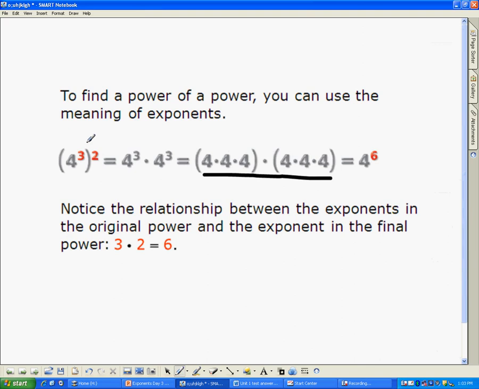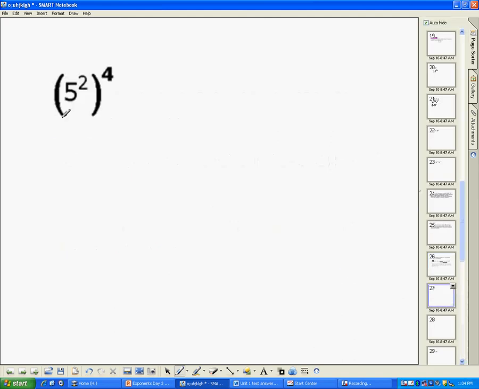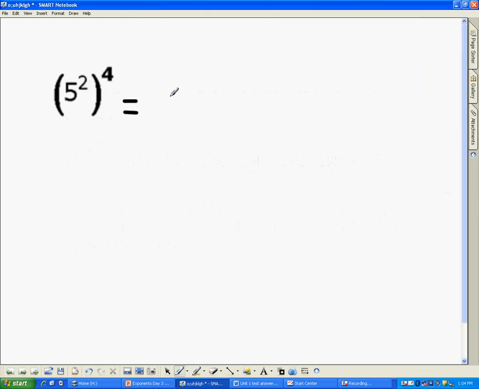Well, there is a rule that says that you can look at the exponents, and so instead of having to write it out in this expanded form every time, you can multiply the exponents together and say that this is the same thing as 4 to the power of 6. So if I have this example here, 5 squared and all of that to the power of 4 is the same thing as 5 to the power of 8.